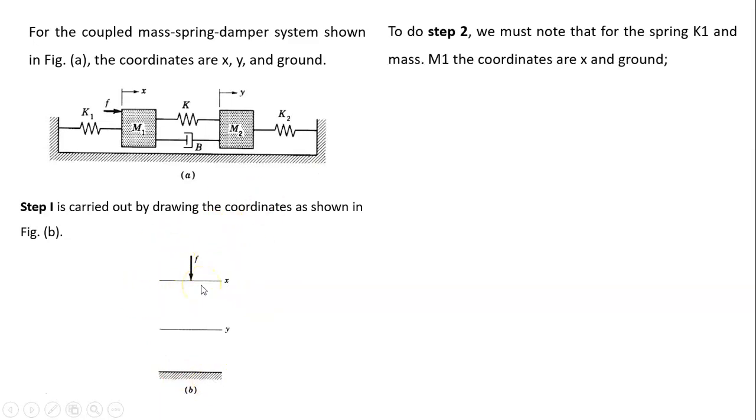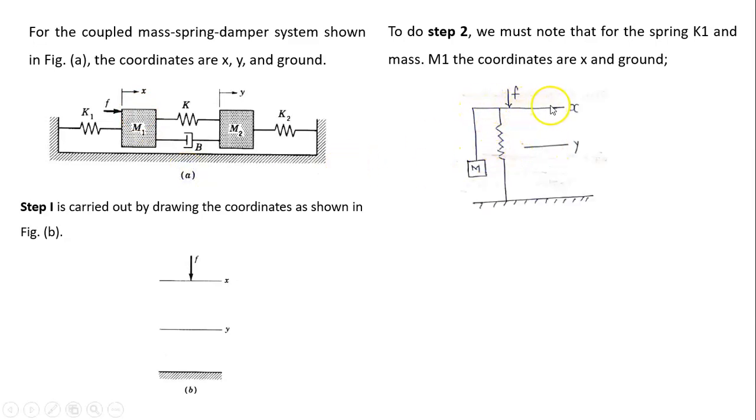Now, second step. In the second step, we have to see the elements, because we are going to insert the elements in between X, Y and ground, in between these coordinates. We must note that for the spring K1 and mass M1, the coordinates are X and ground. Already I have told you that mass always we have to represent with respect to ground. Therefore, this is the diagram.